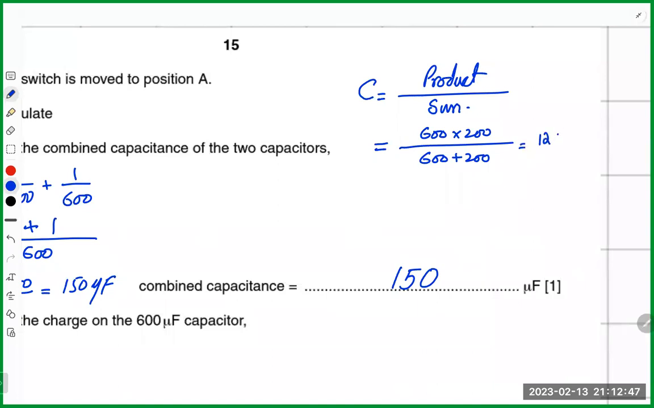So it will be 12 with four zeros divided by 800. So cancelled, 8 ones the 8, 8 ones the 8, 4 gets carried, 5 and 0. So you get 150 microfarad. Or you can simply use the calculator. 600 multiplied by 200 over 600 plus 200. You get the same.